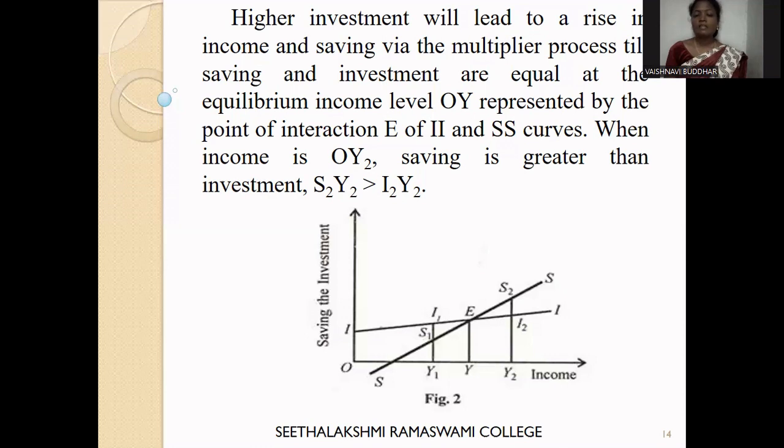Now here saving is greater than investment. People tend to save more because they are getting more income and employment. They consume less and tend to save more, so savings are increasing relative to investment. At this level of income, or any higher level of income, savings are greater than investment. He tries to say that at a level of income higher than the equilibrium level, people will save more than they invest.